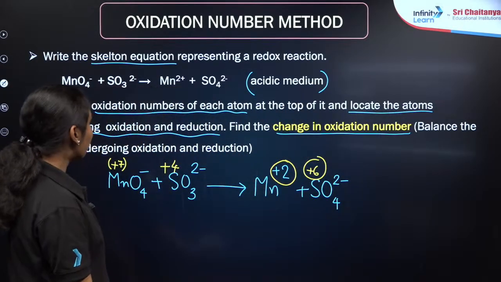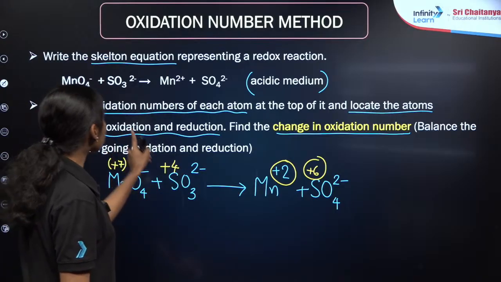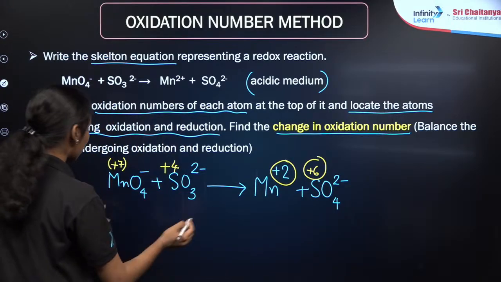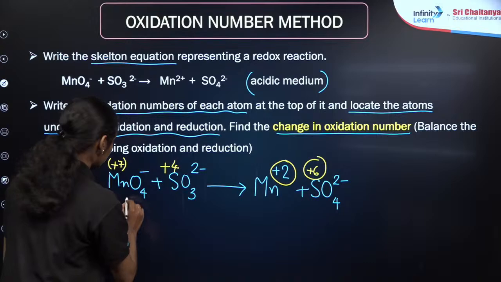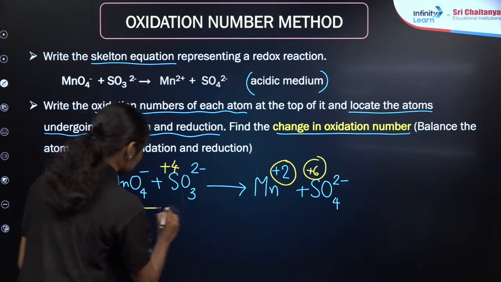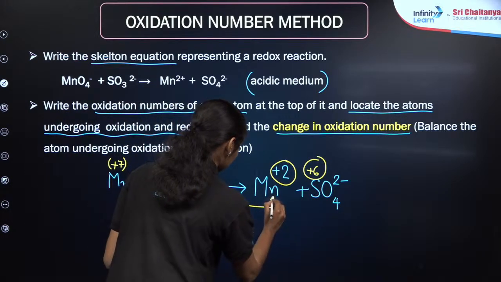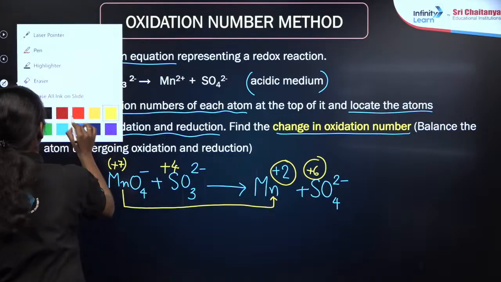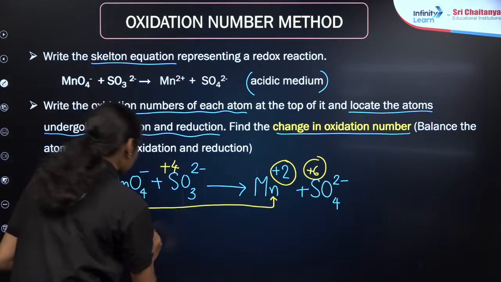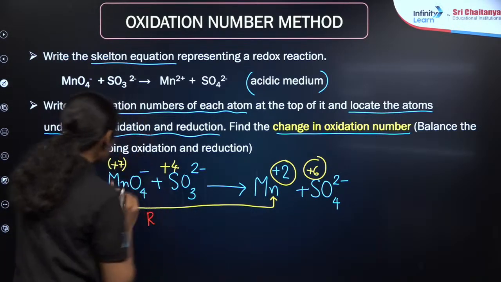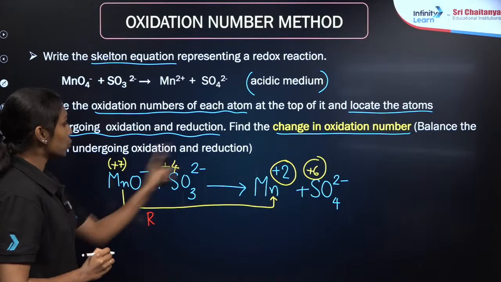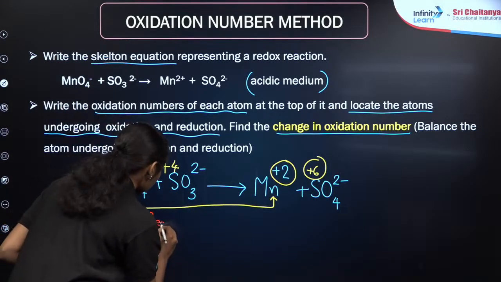Then we have to identify or locate the atoms that are undergoing oxidation and reduction. What is happening here in the case of manganese? It is undergoing reduction, because the oxidation number changes from plus 7 to plus 2. So it is undergoing reduction.